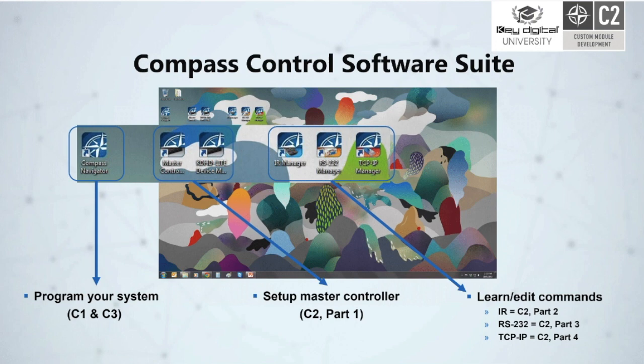And then the remaining 3 elements of the Compass Control software suite are the IR, RS-232, and TCP/IP managers. Now we're going to use the IR manager in C2 Part 2 to learn and edit IR commands. We'll use the RS-232 manager in C2 Part 3 to create or edit RS-232 commands, and TCP/IP manager in C2 Part 4, where we, of course, create or edit TCP/IP commands, and those will all be one-way command sets, not bidirectional.